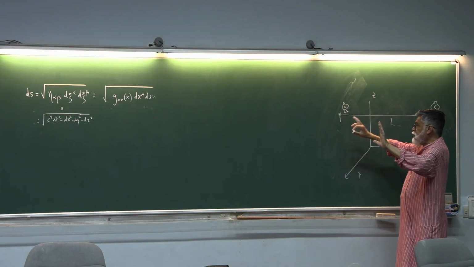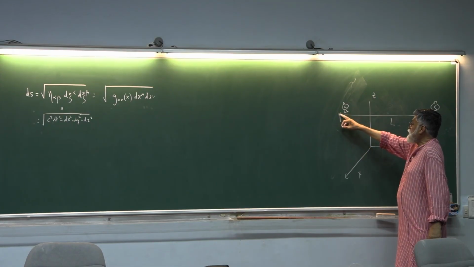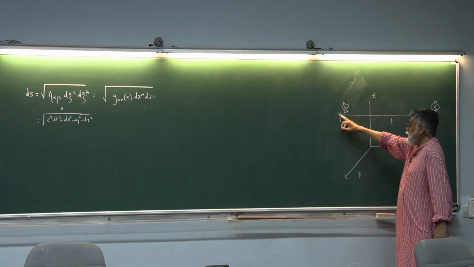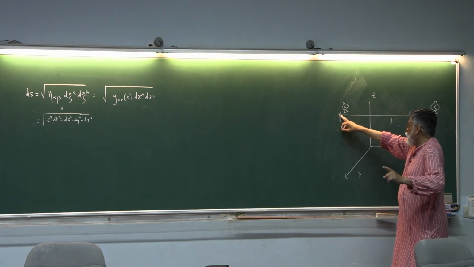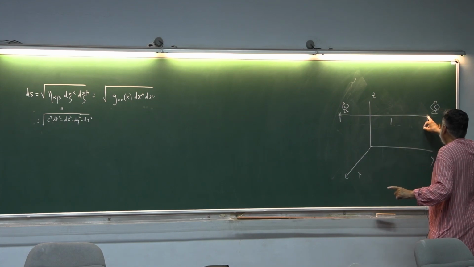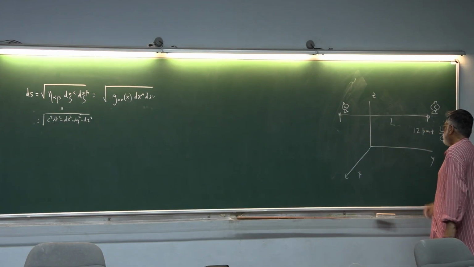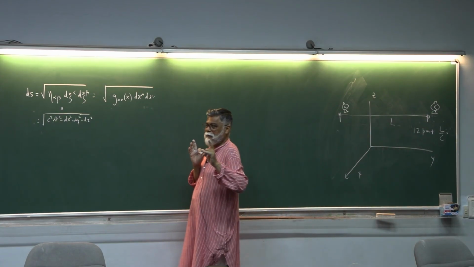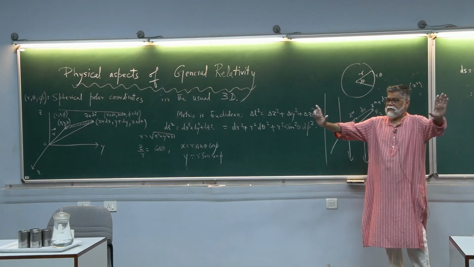Our agreement is, I have an observer here, I have an observer here, and this observer has already communicated to this observer that I will send a light signal from here exactly at 12 p.m. When you receive the light signal, you synchronize your clock to 12 p.m. plus L by C. We have made this agreement that I will send a light signal at 12 p.m. When you receive this light signal, set it to 12 p.m.